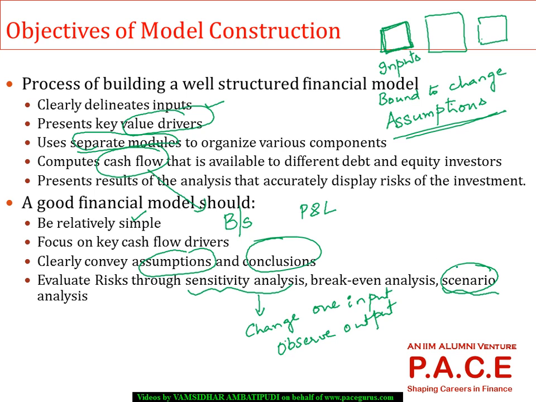When I say scenario analysis, you change multiple inputs together, because if one input changes, all others may not be constant in the real world. So as per the real-world scenario, if one input is changing, make appropriate changes in the other inputs also, and then observe the outputs. That is what we call scenario analysis. Generally people use words like optimistic scenario, pessimistic scenario, and most likely scenario, some of the common terms used in scenario analysis.